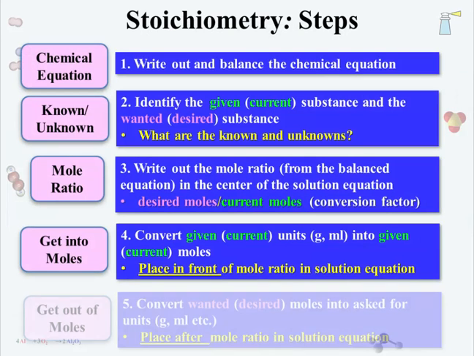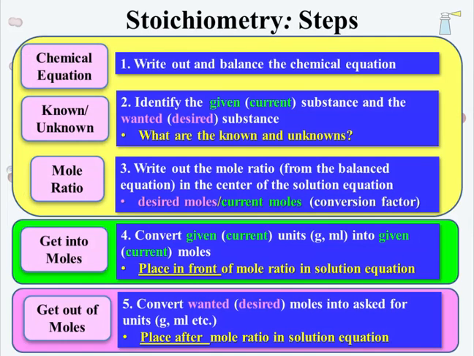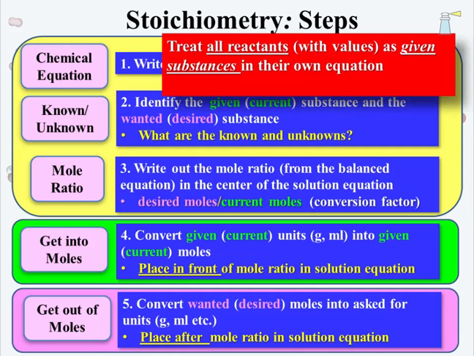Bringing back the steps in solving the stoichiometry problem, a couple minor modifications are made specifically for getting limiting reactants. The first is to treat all reactants that are given specific values as given substances in their own equation.